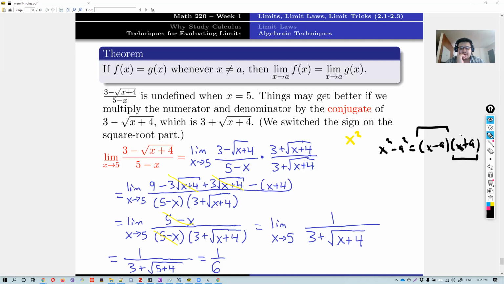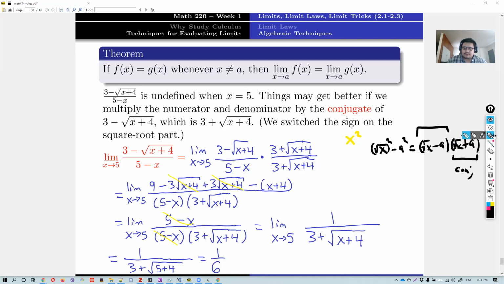And so by multiplying by the conjugate, you end up squaring away the problem. So really, it might be better to have a square root around the x. And then you end up seeing that you square that square root away when you multiply by the conjugate. That's why the conjugate works.